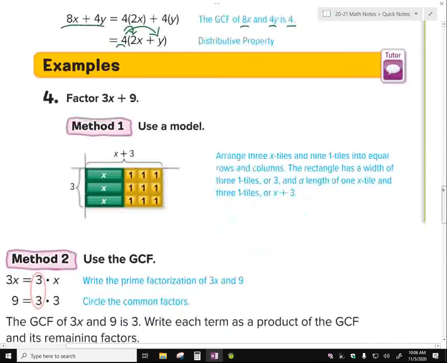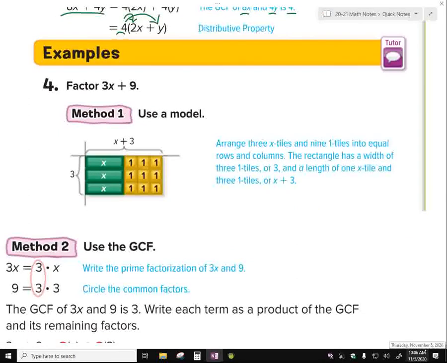So far, my students have not really liked this method here of using a model. So we're just going to go to method 2.